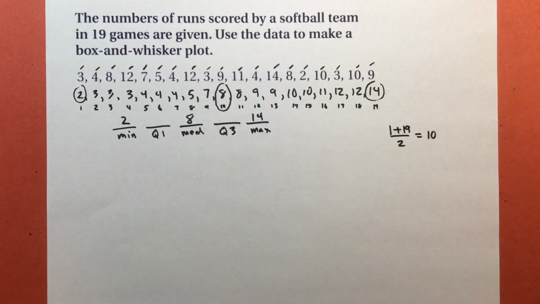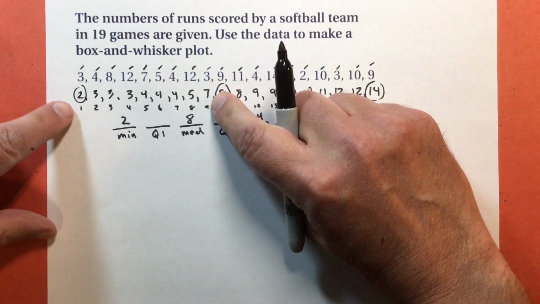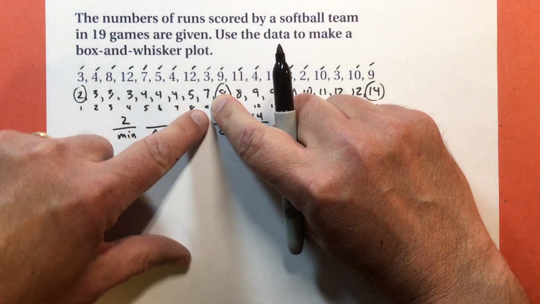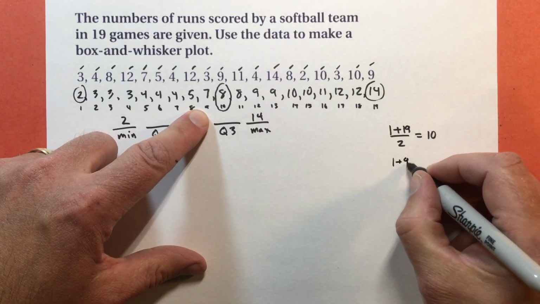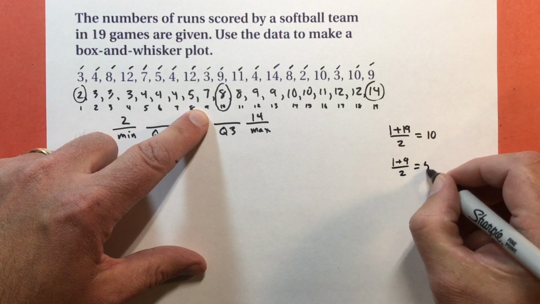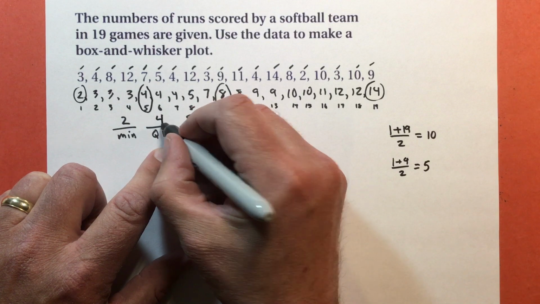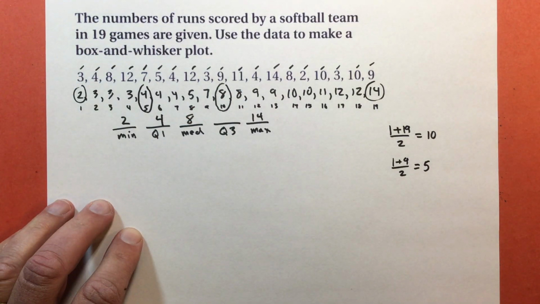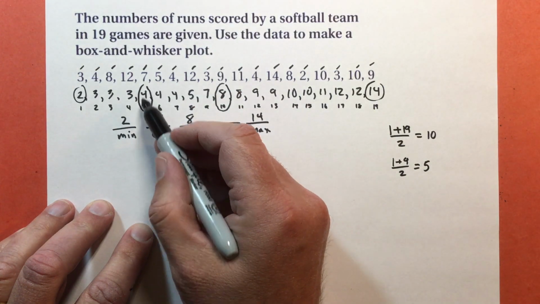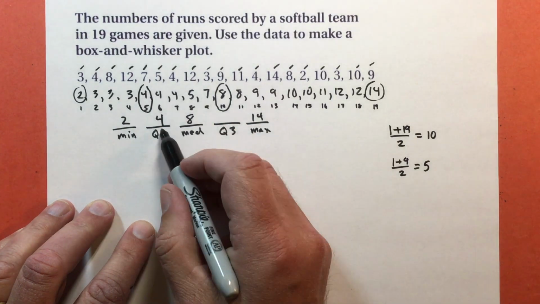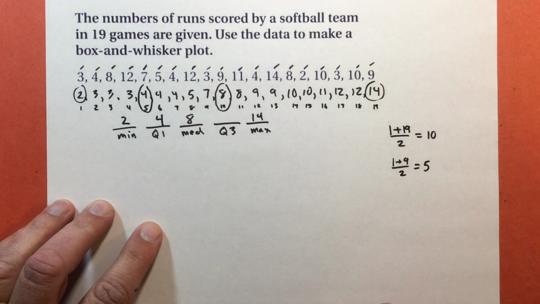All right, I need to write, so I'm going to put this back. So I do the same thing. I do 1 plus 9, which is 10, and 10 divided by 2 equals 5. So now I'm going to look for the 5th number, and that is my first quartile. The 5th number is 4. That's why I wrote a 4 there. Don't write 5 there. That's just the position.